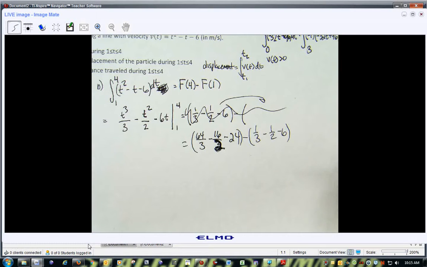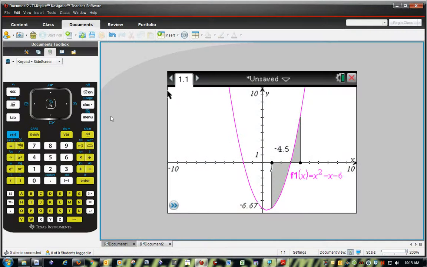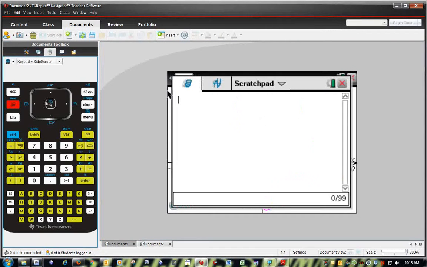Now, I throw this into a calculator. So, if you go to your calculator, you can pull up the scratch pad. This is what the scratch pad is actually there for. Scratch pad is to say, I need to do some quick math.